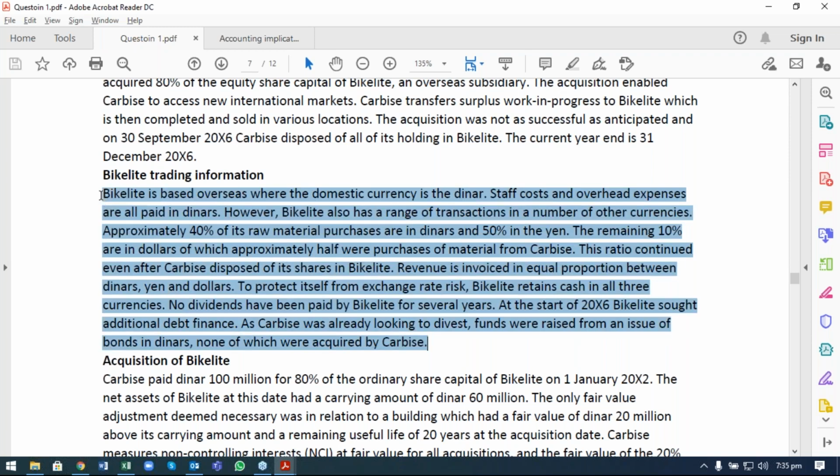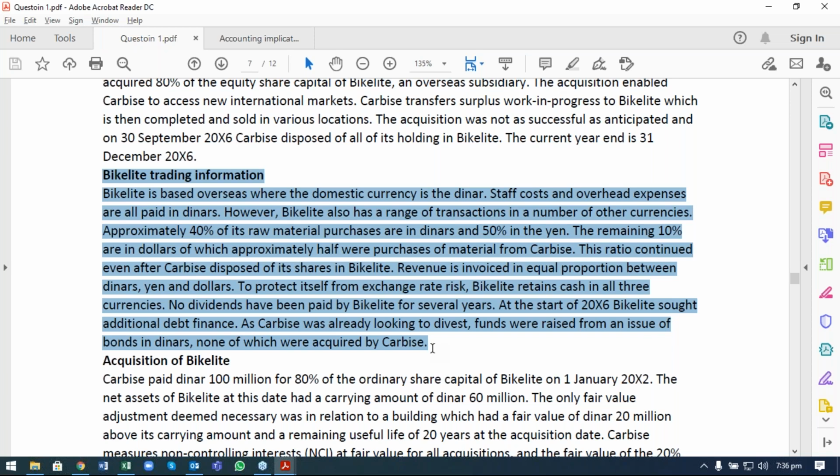What would be the functional currency of this Backlight company, based on the analysis we have done right now? Most probably the dinar, right? We can say dinar is the functional currency of this company. We have identified the functional currency based on the specific information provided within the question. We have not added anything additional from our side. We have just analyzed the scenario based on the requirement of the standard.